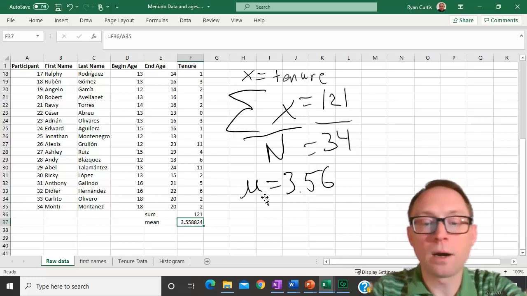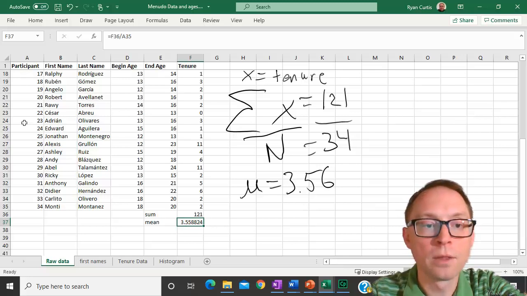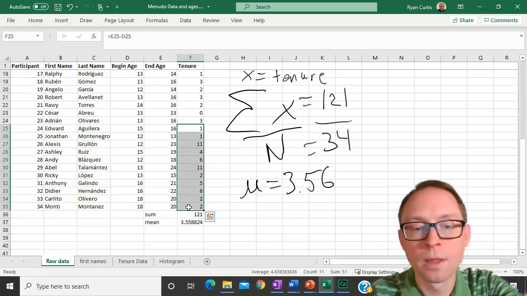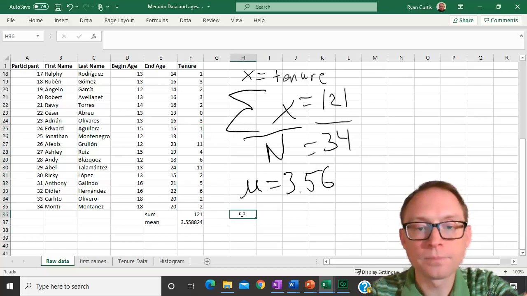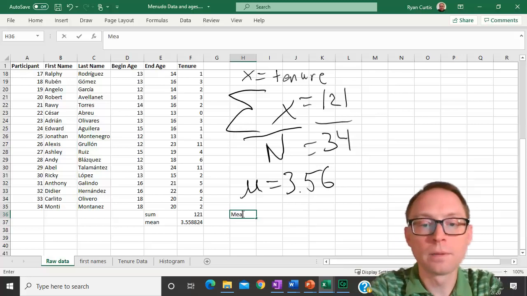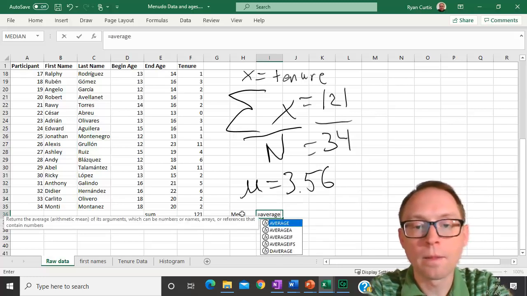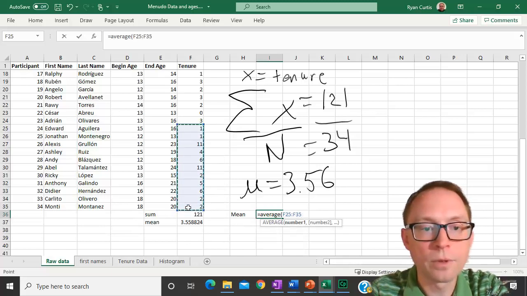X bar would be if we took a subset of these. So for example, let's say that I only wanted the last 10. I take a sample of the last 10 members of Menudo and I look for their mean. If I did that, it would be over here. Let me put it over here. So let's just do the average for the last 10 people, 24 through 34.